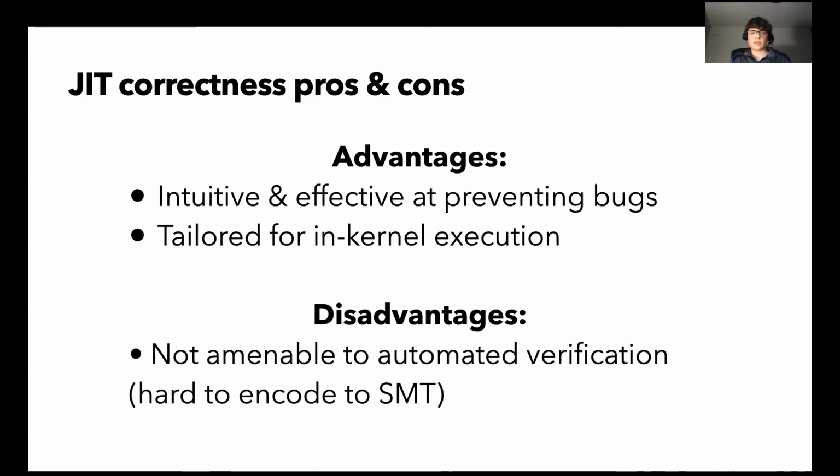The advantages of this JIT correctness specification are that it's intuitive and that it's effective at preventing many different types of bugs. It's also tailored for in-kernel execution via the architectural safety property. The disadvantage is that it's not amenable to automated verification because it's difficult to encode to an SMT solver.